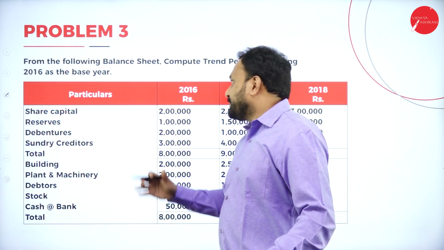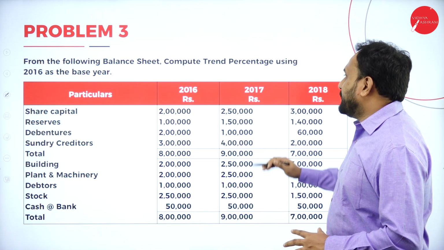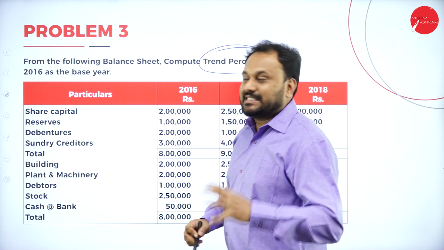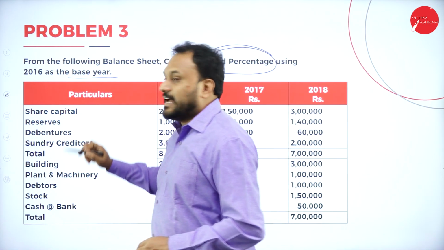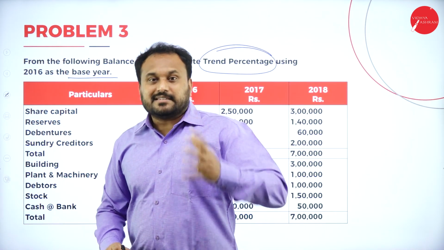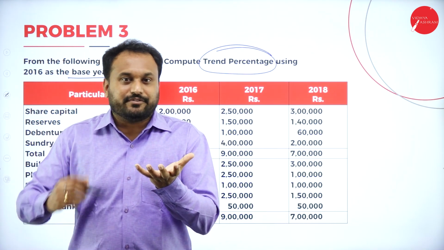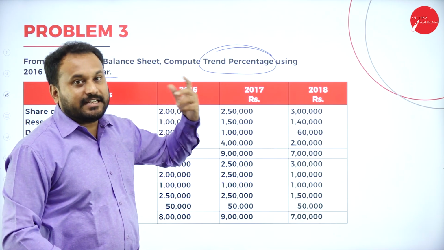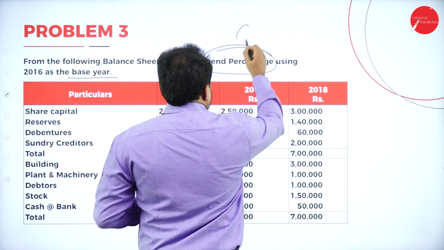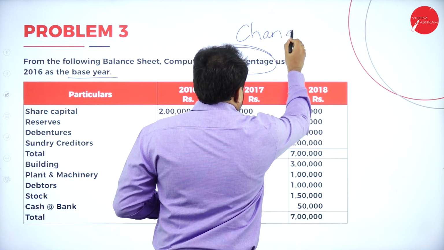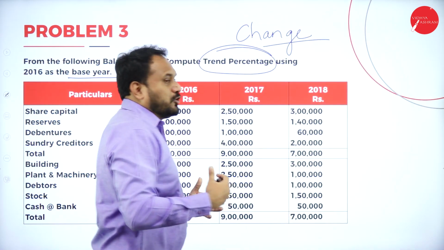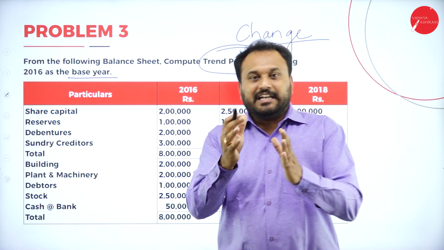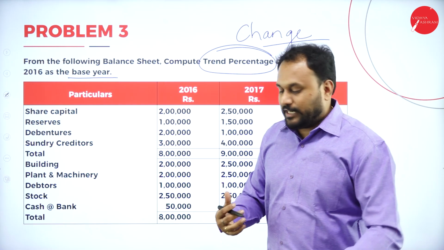So what exactly is the question? From the following balance sheet, compute the trend percentage using 2016 as the base year. When they say base year, you will check what the change is from it. That is the trend percentage. The trend percentage here is a change: how much did it change? That is what the trend is. So 2016 is the base. We need to check 2017 and 2018: what is the change? So let's go with this.